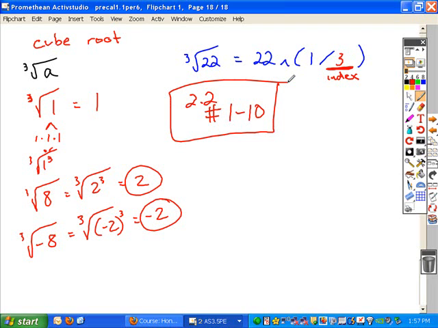Okay. All right, so just take a few minutes, see how much of 1 to 10 you can answer. Again, I'd suggest that you do just the odds first, and then if you have time, go back and do the evens.